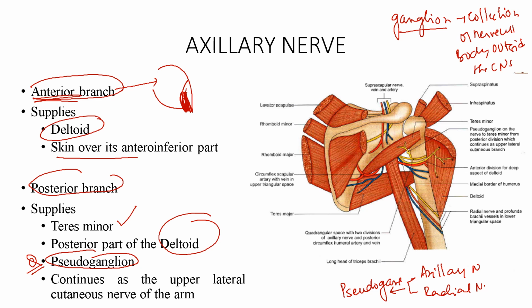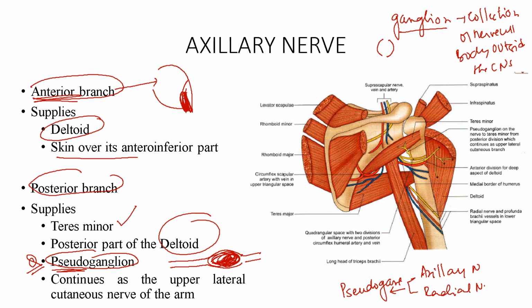Whenever you see a ganglion, you can see it in the form of a spherical rounded elevation. So this is pseudoganglion, meaning that it is not a true ganglion. It is falsely looking like a ganglion. That means in the posterior branch of the axillary nerve, the fibers get thickened somewhere in its course, and this forms a rounded thickening elevation, and this is known as pseudoganglion. So in pseudoganglion, you may not find the nerve cell body. These are the axonic fibers. So this is known as pseudoganglion.